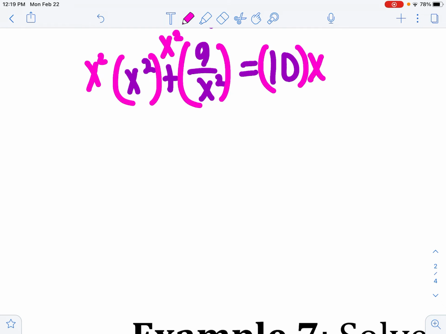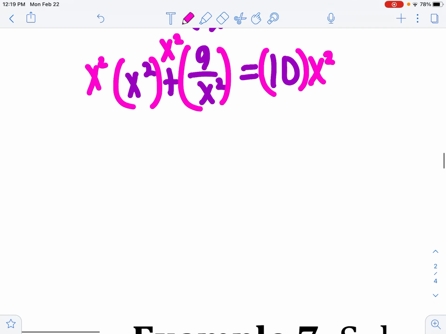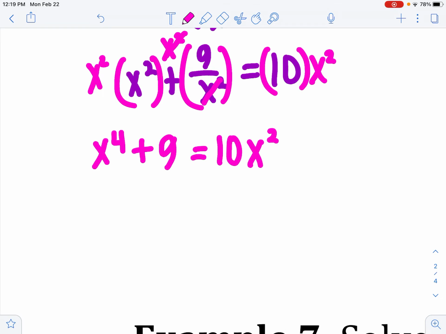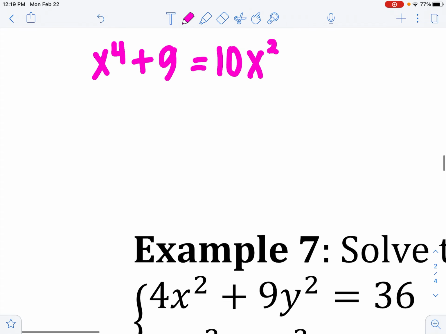So what I can do is multiply this by x squared, multiply this by x squared, multiply this by x squared. It's called multiplying by the LCD. So x squared times x squared is x to the 4th. This becomes 9x squared over x squared. That cancels, so it's just 9, which is what we wanted, equals 10x squared.